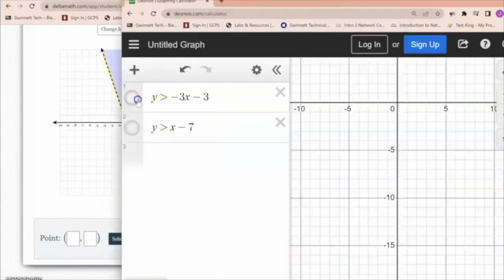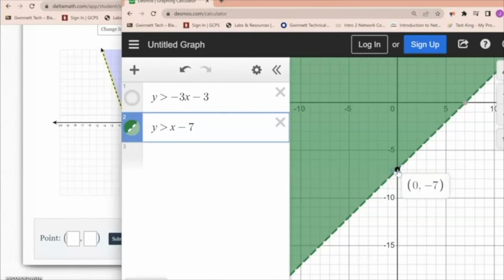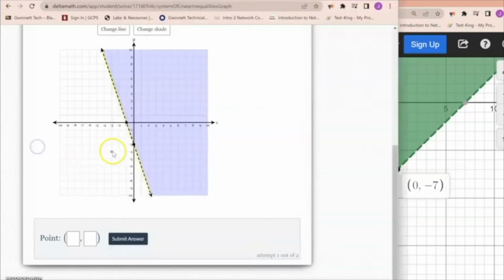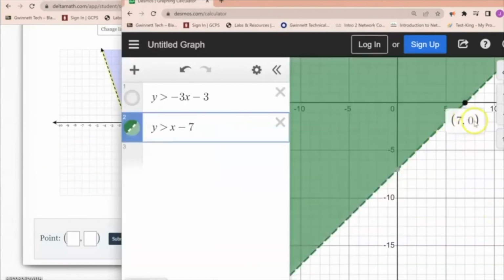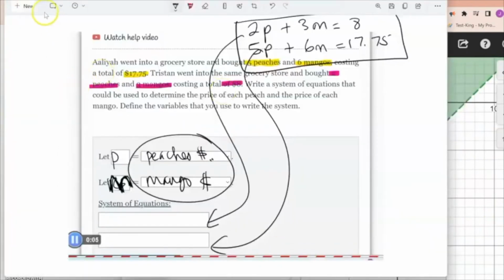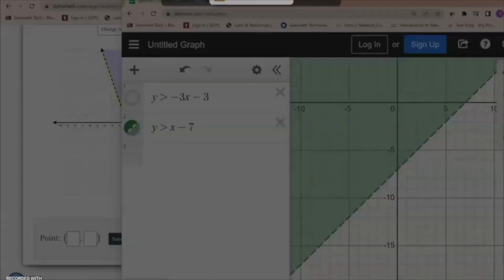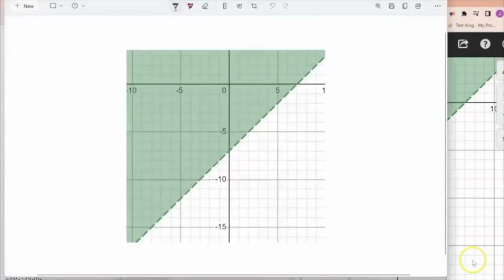I'm going to come back here, hide the first one, go to the second one. So the second line, we're going to go with the y-intercept, which is 0, -7. So we're going to graph that, 0, -7. Then this is a nice number, so it's 7, 0. But those of you who do not get a nice number, you do need to find a corner. So I'm going to show you how to do corners one more time.